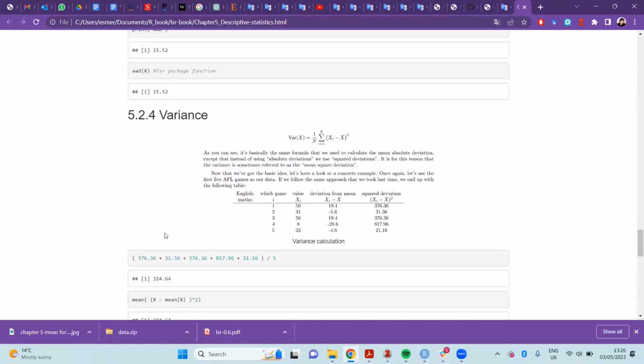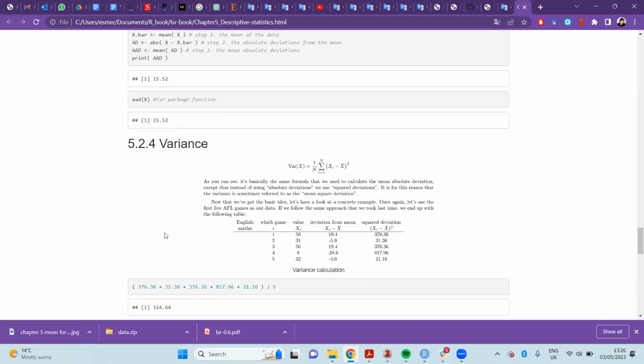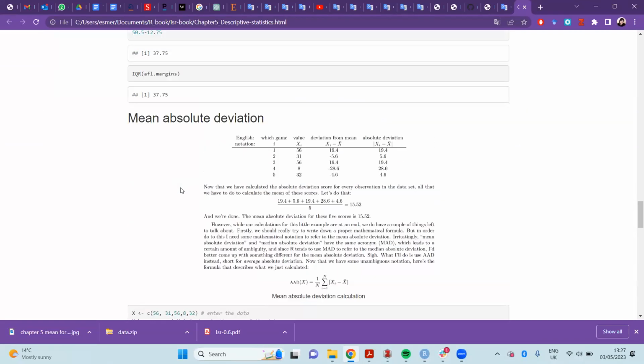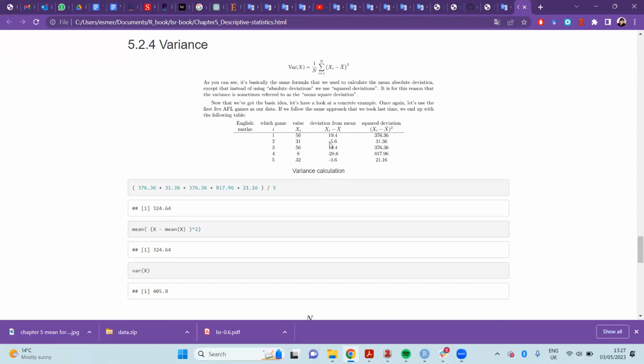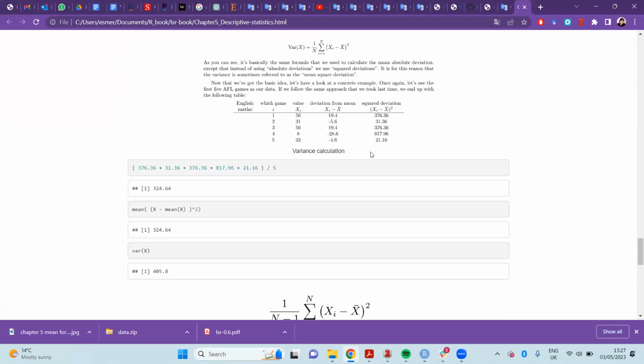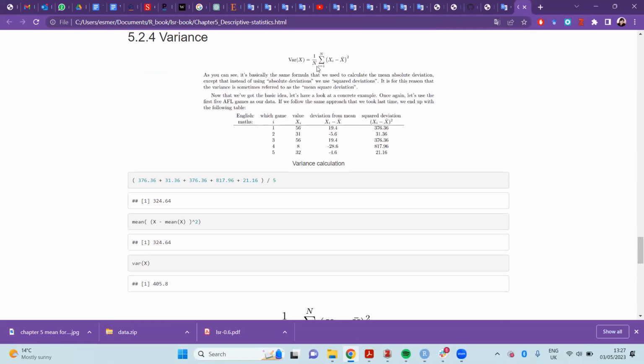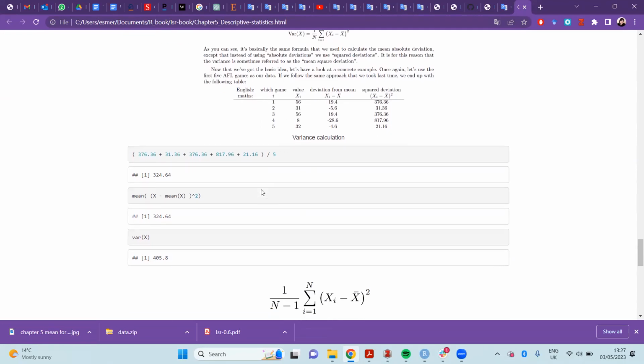Then the next measure is the variance. The variance is the square of the deviations. Here we have the deviation from the mean, and we square them to obtain the squared deviation. Then we divide by the number of observations to obtain the variance.